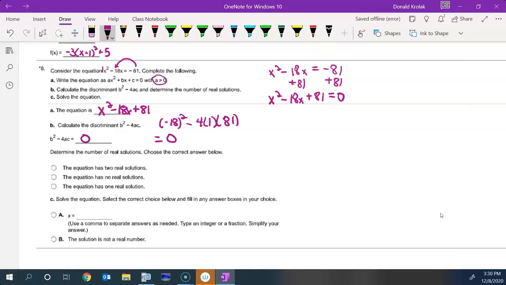All right, determine the number of solutions. If you remember, if a discriminant is equal to 0, it has 2 equal roots. That means the parabola just touches the x-axis. So it has 2 equal roots, which is the same as saying, since they're equal, 1 real root.